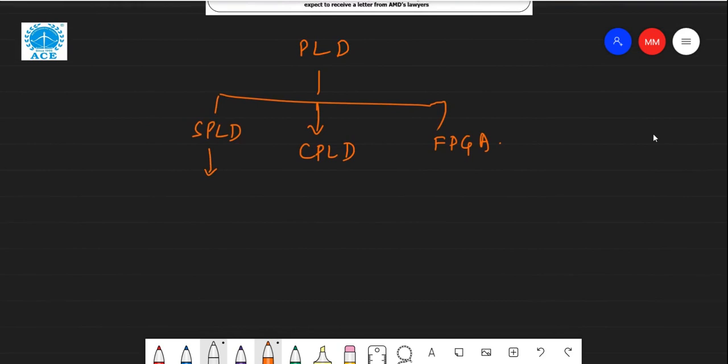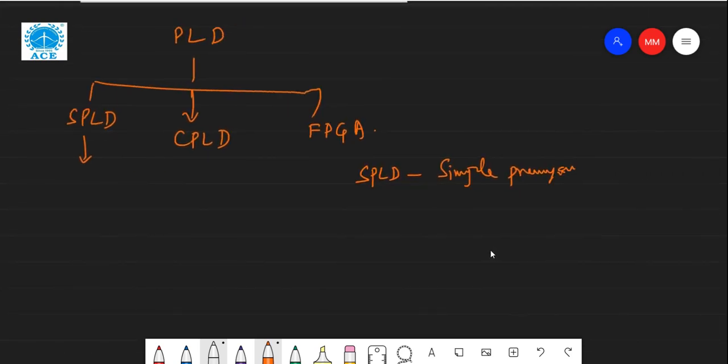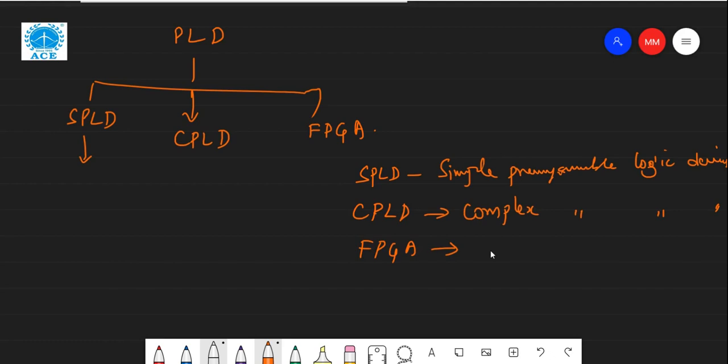SPLD is nothing but simple programmable logic devices. Then what is the CPLD? As you know, this is complex programmable logic devices. Then FPGA, what is the FPGA? Field programmable gate arrays. Anyway, we are going to study further in this unit only, right?